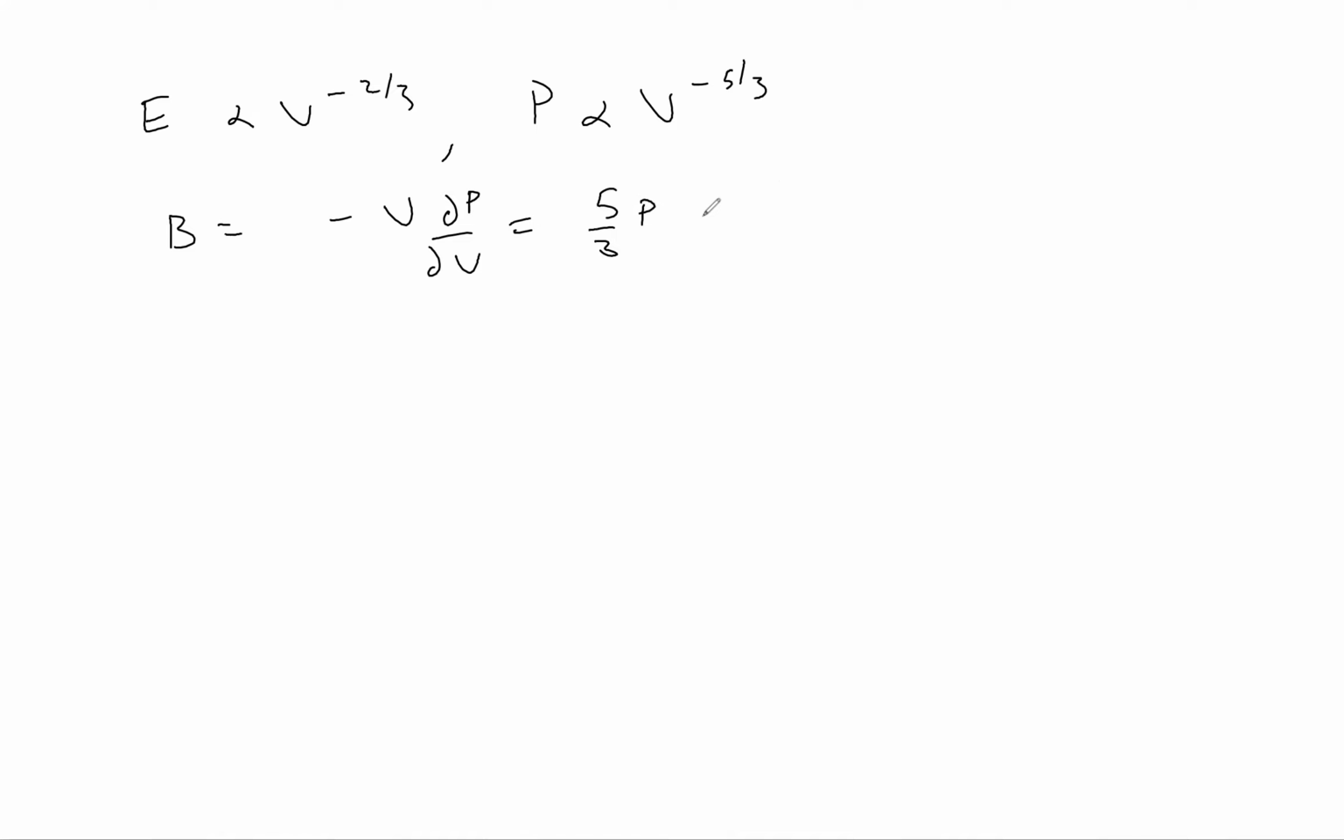Let me recap. The energy is proportional to V to the minus 2/3 power. The pressure is proportional to V to the minus 5/3 power. So the bulk modulus, which is minus V dP/dV, is going to be equal to 5/3 of the pressure, which is 10/9 of the energy per unit volume, which is 2/3 times the density times the Fermi energy.